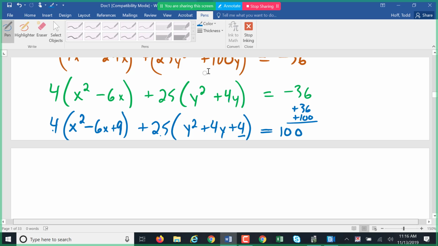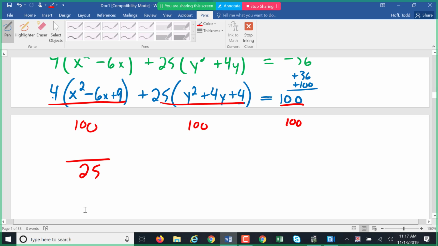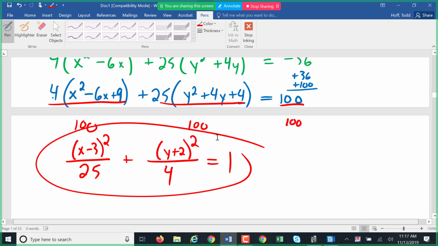Now I divide out the 100. 4 and 100 cancel out to make 1 over 25. The x squared minus 6x plus 9 is x minus 3 squared. For the y's, the 25 and 100 cancel out to make 1 over 4. Y squared plus 4y plus 4 is y plus 2 squared. And the 100s divide out to make 1. So there it is.